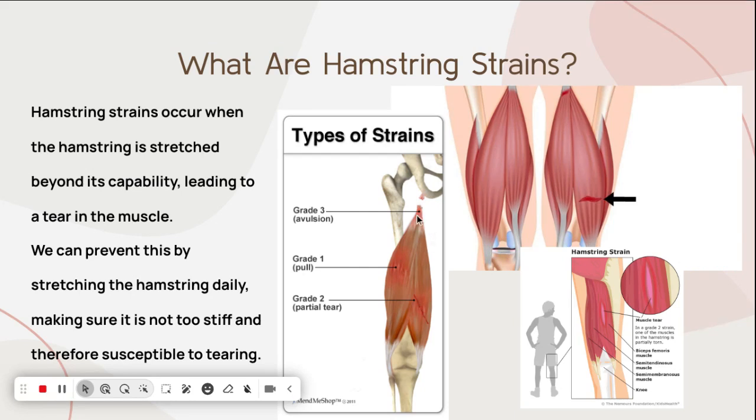And then a grade 3 is when the muscle pulls completely off the bone. You might need crutches. You won't be able to completely straighten your leg. It will hurt to walk, and you might need surgery to reconnect your tendon to your ischium.